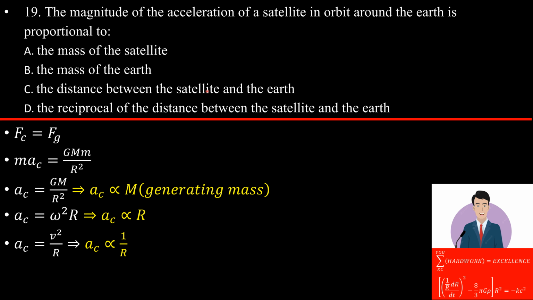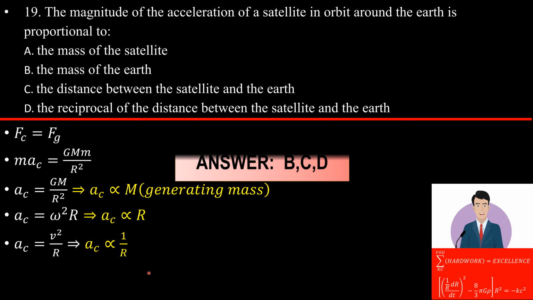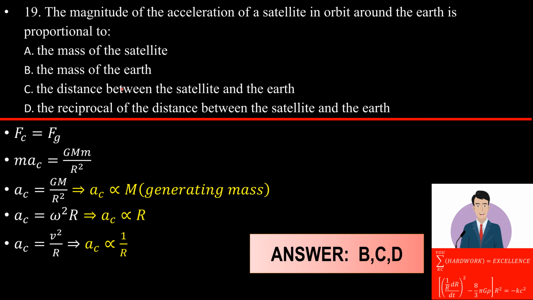And so B, C, and D are all true, and you realize that the only answer that is not true is of course A. So the question should have read all except, which in that case would have been A, the answer.